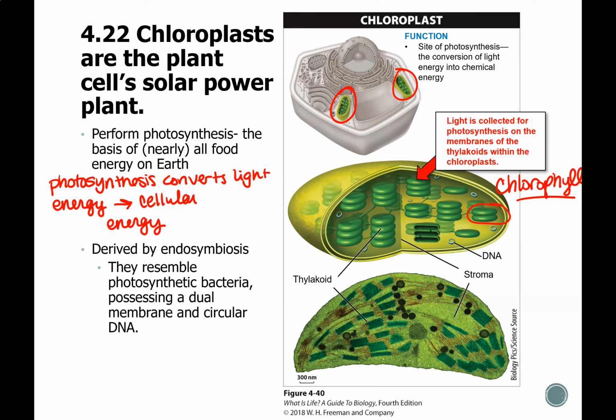Chloroplasts were produced by secondary endosymbiosis. That's where we had a prokaryote consume what would become the mitochondria, and then one of the lineages from that consumed a chloroplast as well. And so we get mitochondria and chloroplasts in our plant cell. So this chloroplast would have been an ancestral prokaryote that could do this, that could perform photosynthesis. They do have their own DNA. They also have their own ribosomes, and they have the double membrane on the outside, just like prokaryotes.